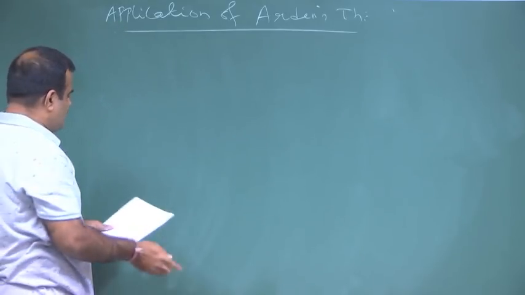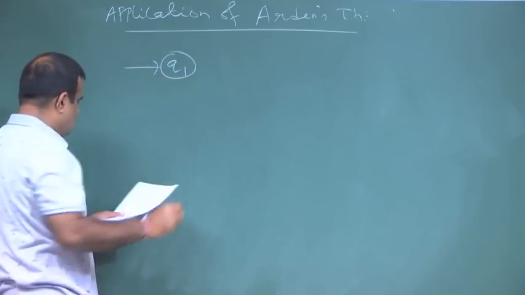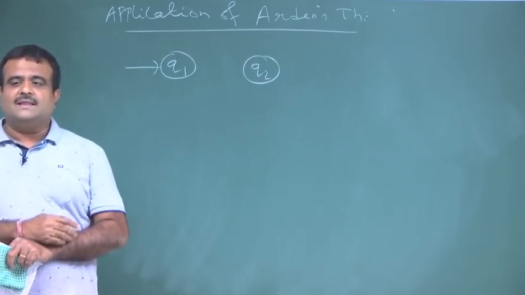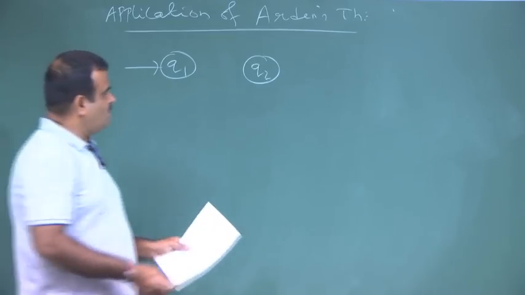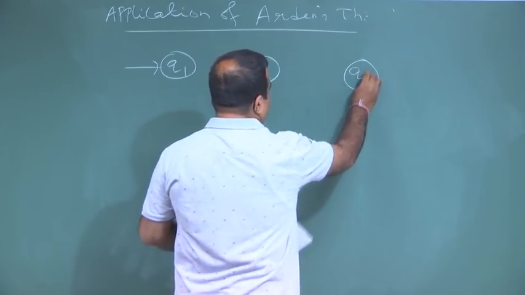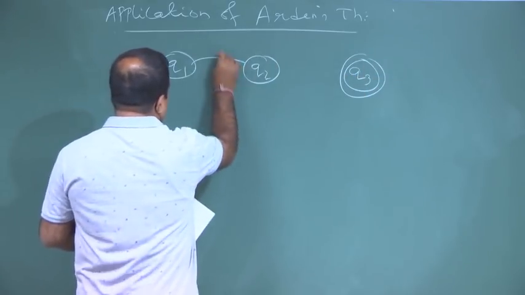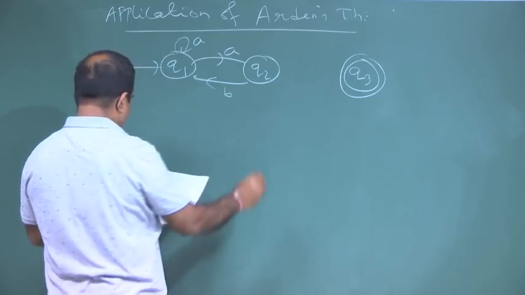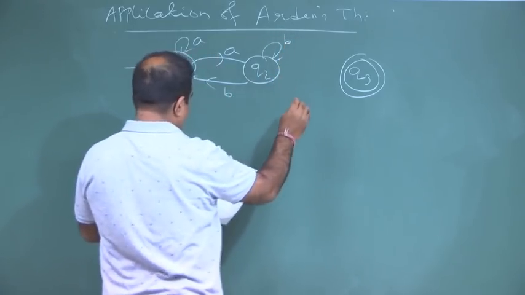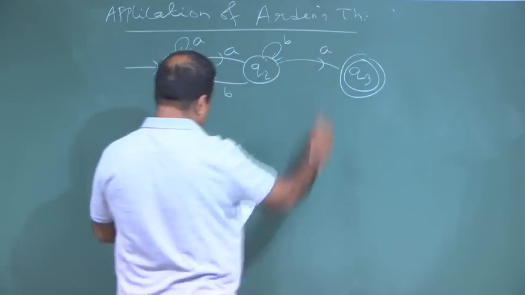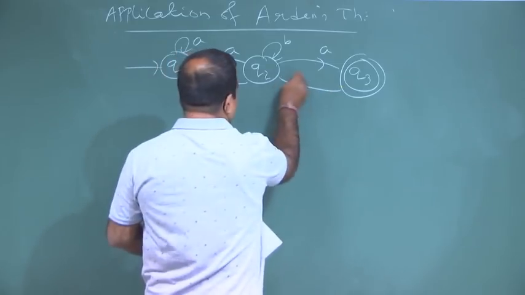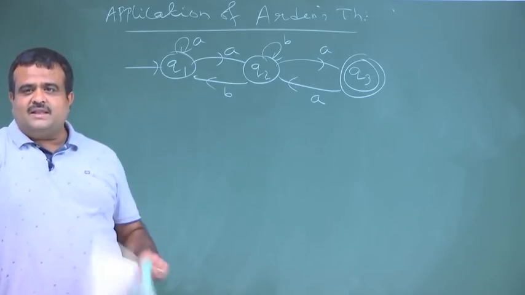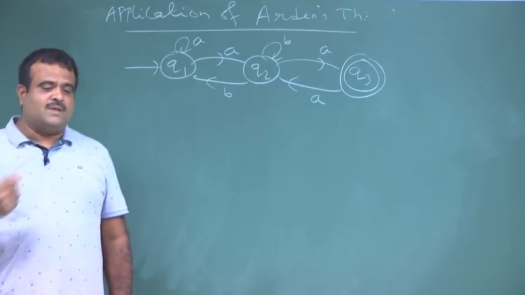Okay. Now, suppose we have a given DFA, for example, this one Q 1, and there is a condition: this DFA should not contain any epsilon move, and there is only one starting state. That is always there for our automata. Okay, so this is going to A, this is B, this is B, this is A, this is A. Suppose this is a given DFA and it does not have any epsilon move. So, Arden's can be applied if there is no epsilon move.